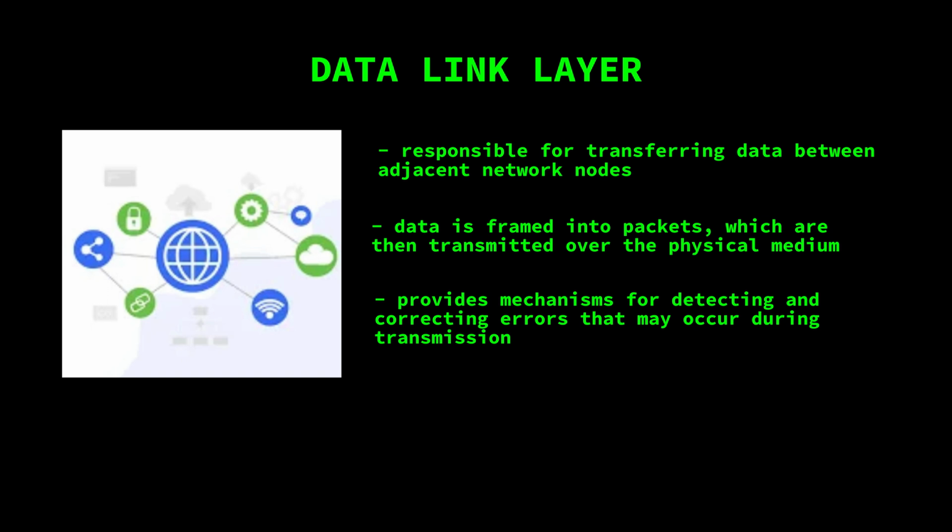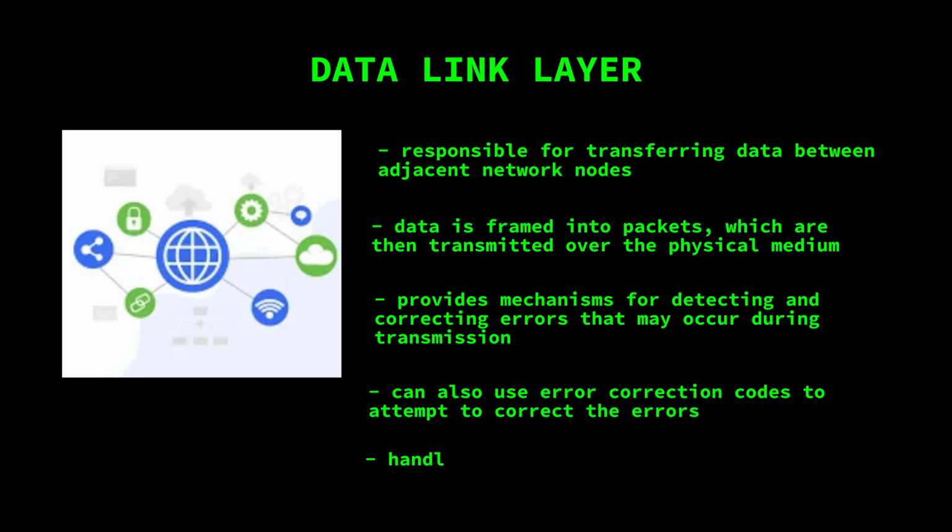If the packet is important, the data link layer can also use error correction codes to attempt to correct the errors. The data link layer also handles flow control, which helps to ensure that data is transmitted at a rate that can be handled by the receiving node. By providing these important functions, the data link layer enables reliable transmission of data between adjacent network nodes.